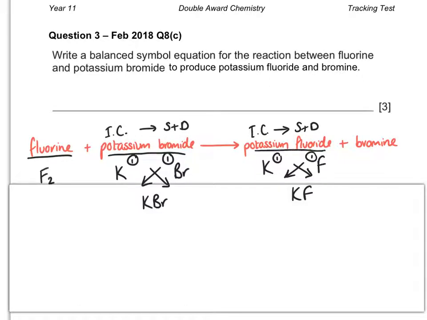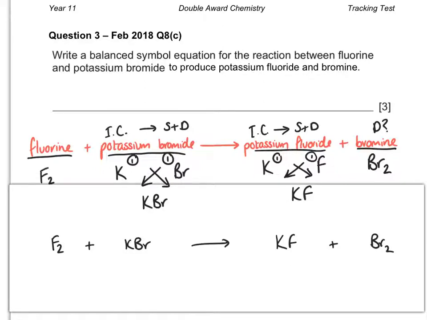And then finally, we've got bromine. And again, I know bromine is an element, it's on its own here. And I look to the periodic table, I'm asking myself, is it diatomic? And yes, it's highlighted, so it is diatomic. So I must write it as Br2 rather than just Br. So now I can write my equation again, but substituting the words for the formula. So I've got fluorine, which is F2, plus potassium bromide, which is KBr. An arrow, potassium fluoride, which is KF, plus bromine, which is Br2.